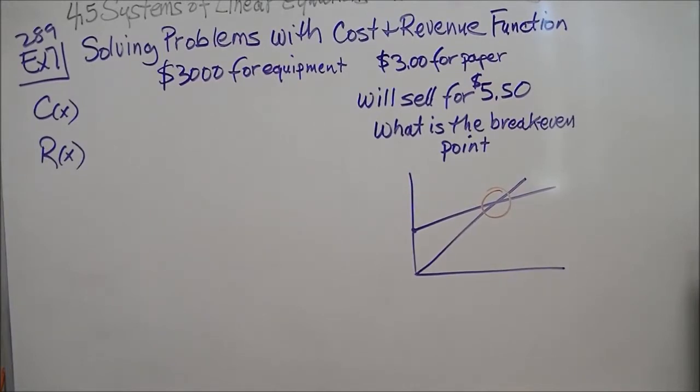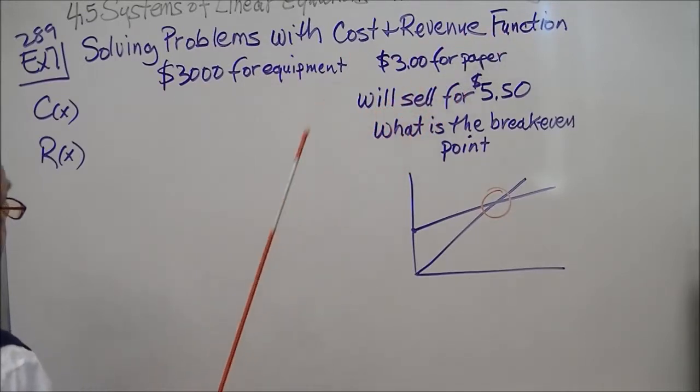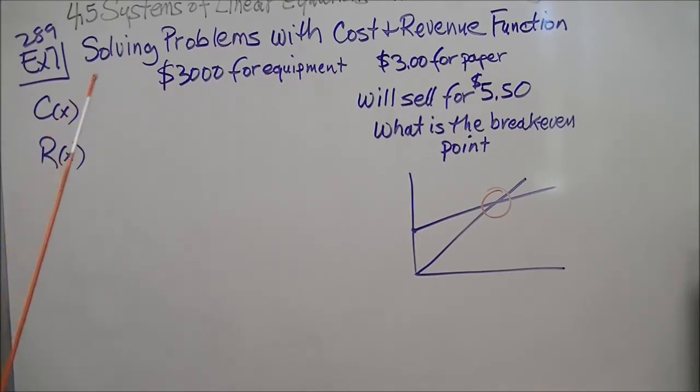All right, in example 7, we're going to take a look at solving problems with cost and revenue functions. Now, this is rather reasonable. You're in business, and let's say you already have a building and electricity and lights, but you want to produce a stationary package. And for this, you're going to need special equipment.